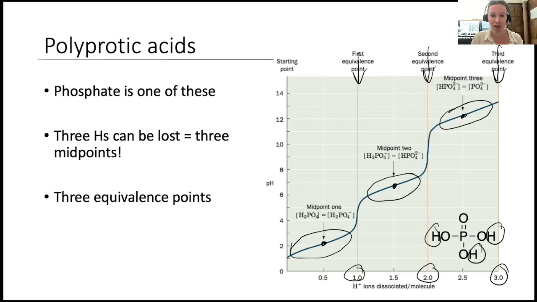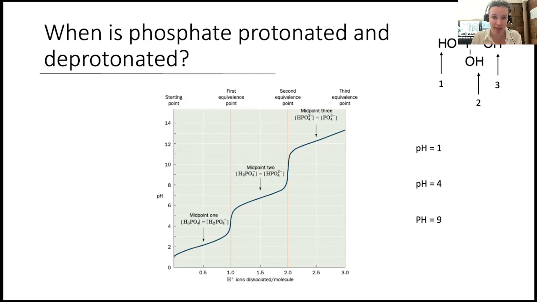Now let's think about each buffering region and what's happening to the various protons at different pHs. Let's start at a pH of 1. So let's find pH 1 on this graph. It's right here. What does the molecule look like at a pH of 1? Well, as I've shown you at the top right here, even though my head is kind of covering this, there are the 3 protons that we can lose.